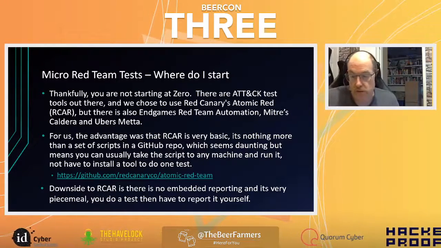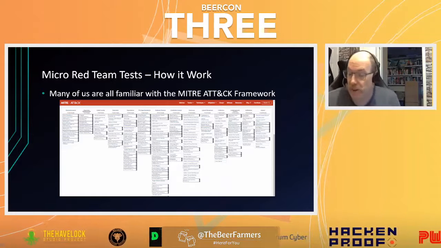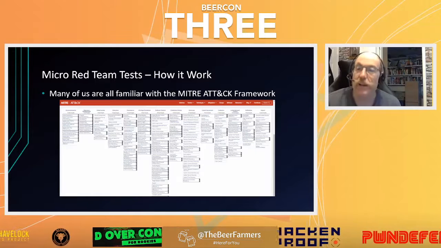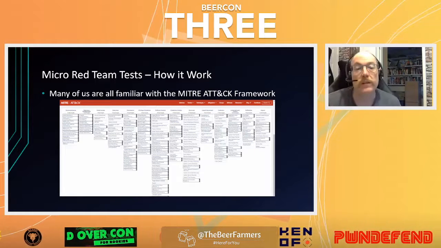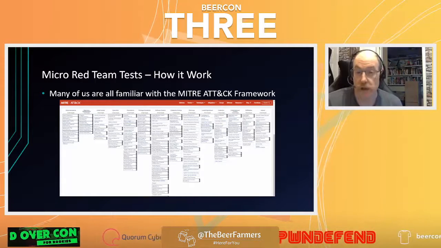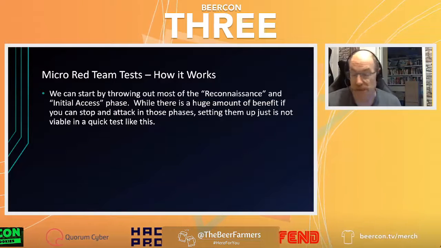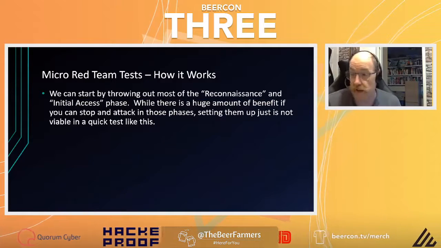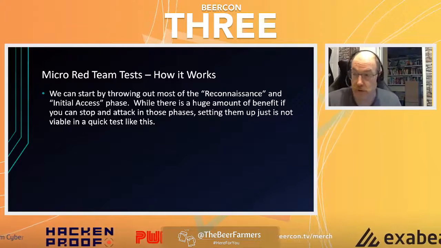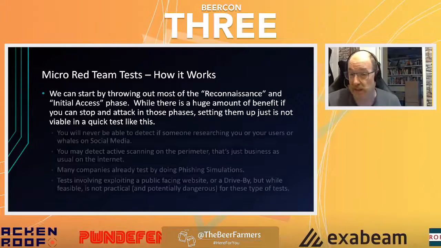I'm sure that everyone is familiar with the MITRE ATT&CK framework. This is where it gets to be an eye test, and no, I'm not expecting you to read any of that. But we all know that there's this long framework, but we can start off with a few bits and pieces that we know there's no point working on. First couple of steps on the left-hand side, the reconnaissance and the initial access. There's a lot of benefit if you can stop somebody in that phase. If you've got somebody who's searching for your whales, your users on social media, if you can stop them, brilliant. But you know what? We probably can't.